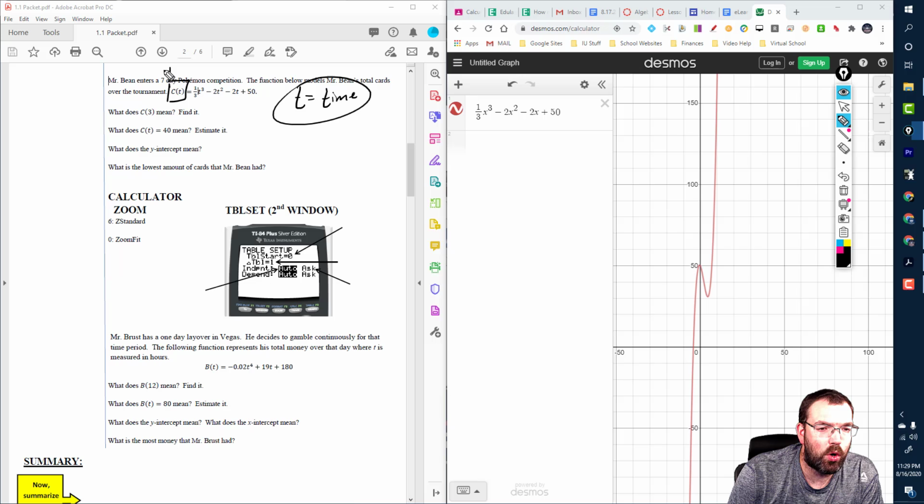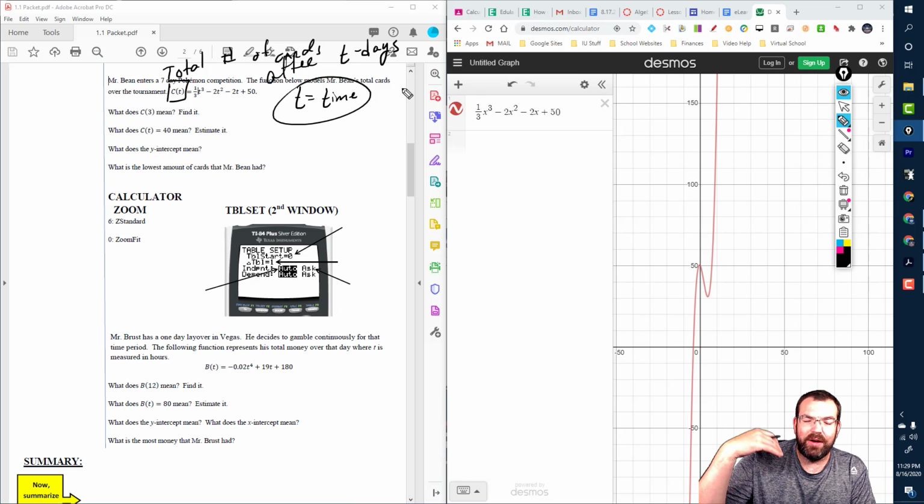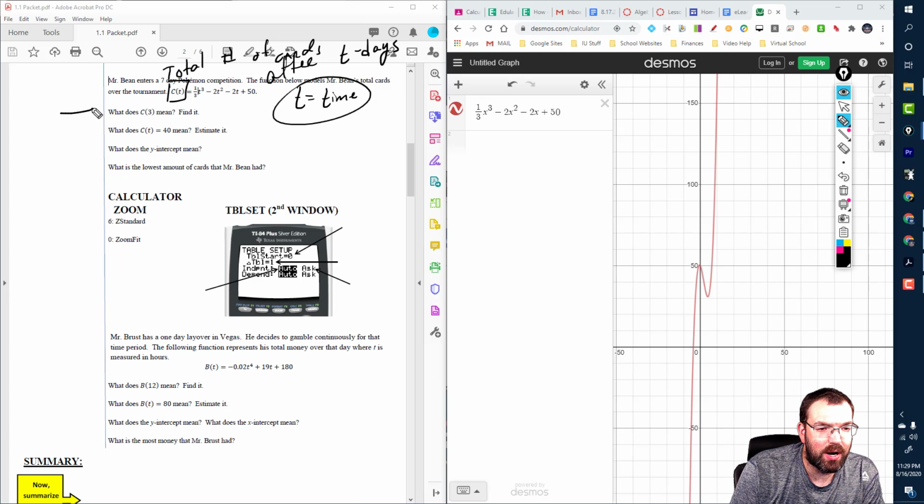Okay? And then what does this represent? Well, this is the total number of cards that Mr. Bean has after t days. So after 1 day in this tournament, he has however many cards. After 2 days, he has however many cards. Well, what's this first problem? This is after 3 days. How many cards does he have?